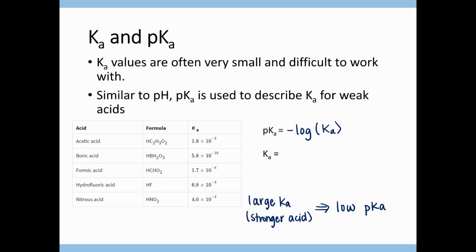And then if you know the pKa, you can calculate Ka by doing 10 to the negative pKa. So just going backwards if you know the pKa of an acid.